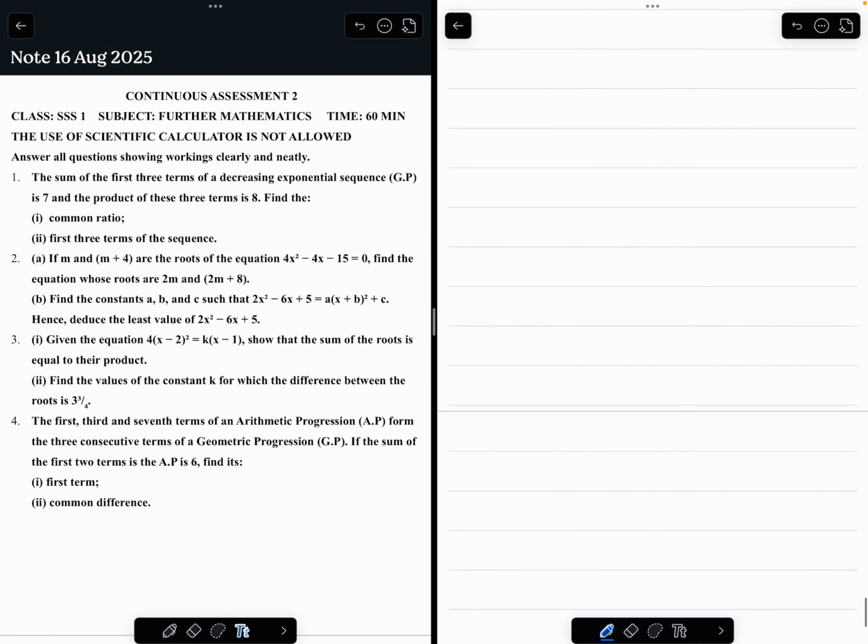Now number 1, Roman figure 1. The sum of the first 3 terms of a decreasing exponential sequence GP is 7. That means T1 plus T2 plus T3 equals 7, and the product of these 3 terms is 8. T1 plus T2 plus T3 equals 7 simply means A, which is T1, plus AR, which is T2, plus AR squared, which is T3, equals 7.